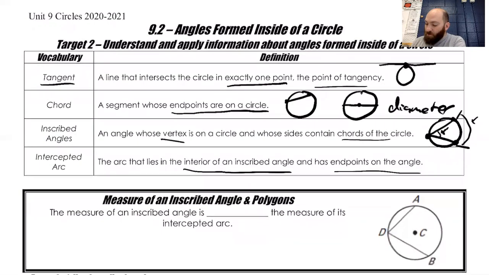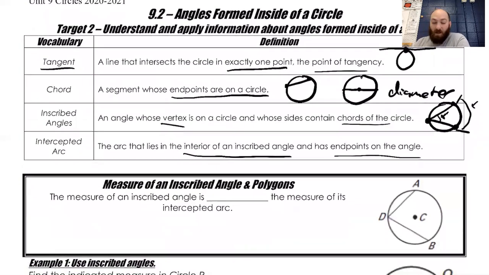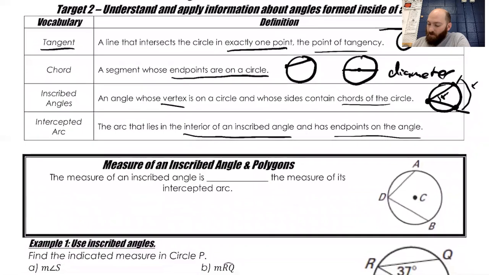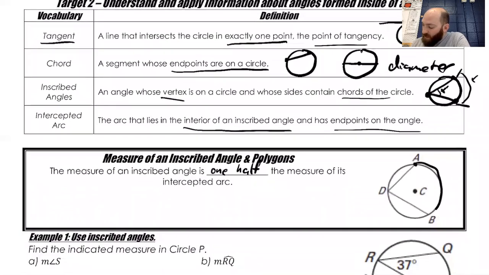Okay, so the first relationship we're going to look at is the measure of an inscribed angle. The measure of an inscribed angle is 1/2 the measure of its intercepted arc. So when I look at this diagram, my arc is AB here. The measure of angle ADB is equal to 1/2 the measure of arc AB. Okay, and that's our first relationship we're going to cover.